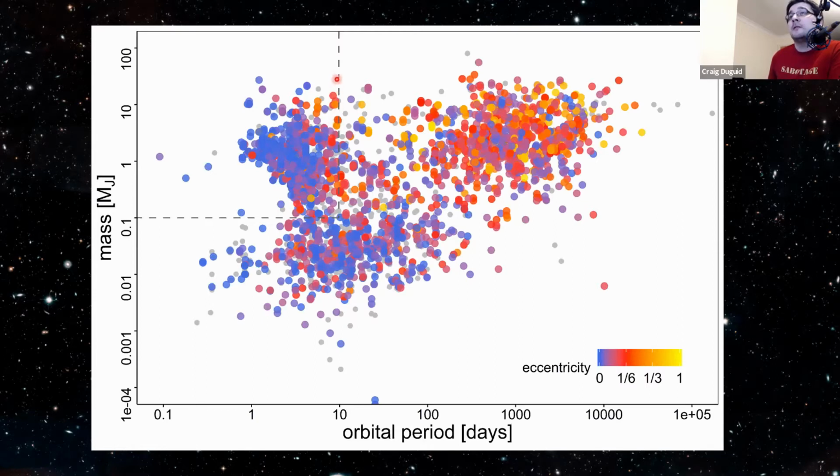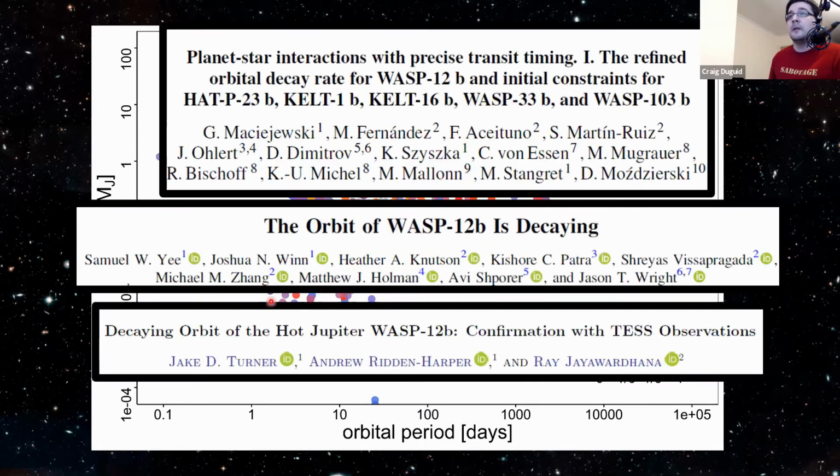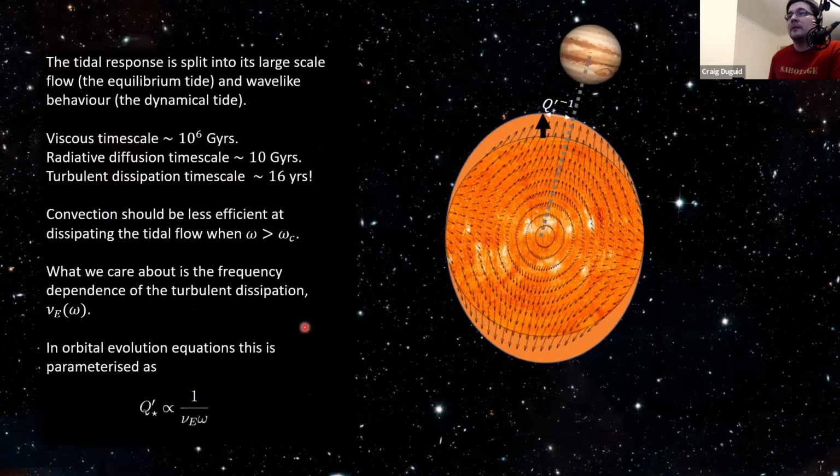These planets, much like the Earth-Moon system, where the moon raises tides on the Earth and the consequence is that the moon is migrating outwards from the Earth, are expected to excite tidal flows within their host star and consequently have migration. We have observations of this in the particular case of WASP-12b, which we've observed over the past 10 years to be migrating in towards its host star. So, a little bit more about this mechanism.